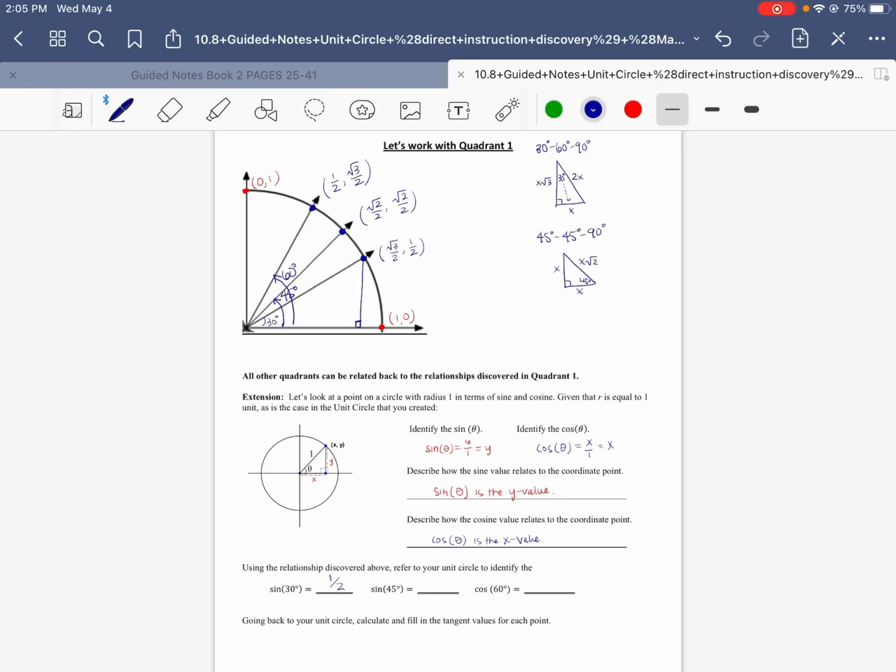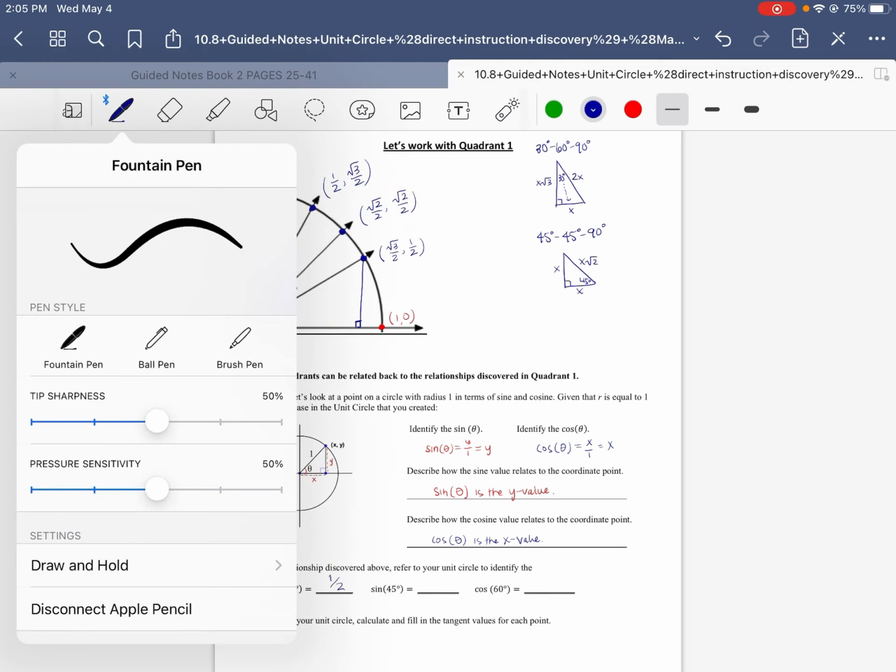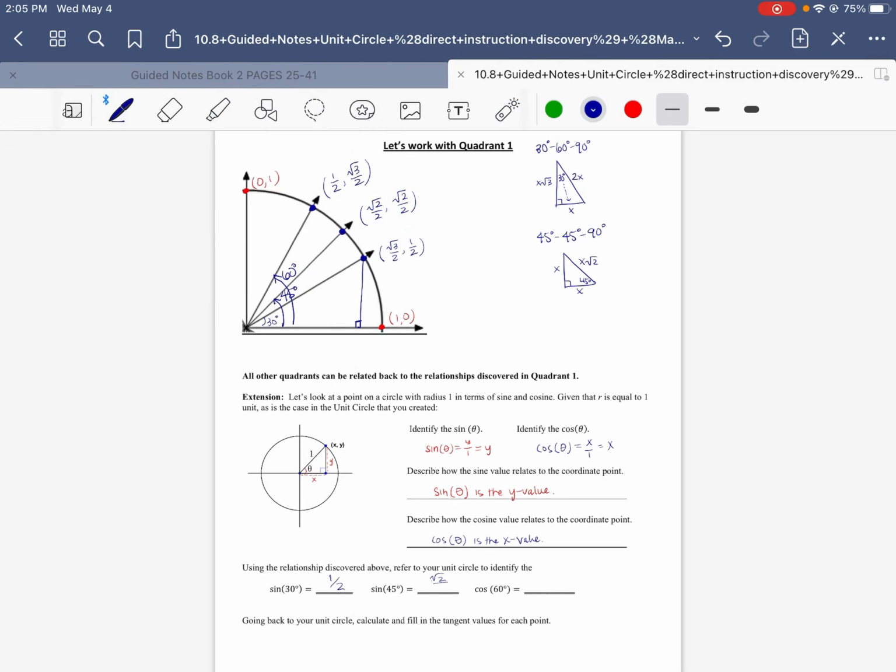Okay. Then if we look at sine of 45, so again, look up at your unit circle. 45 is this middle one. So sine is the y value. This would be equal to the square root of 2 over 2. And lastly, cosine of 60 degrees. Again, here's our 60-degree angle. Cosine is the x value. So the cosine of 60 degrees would be 1/2.